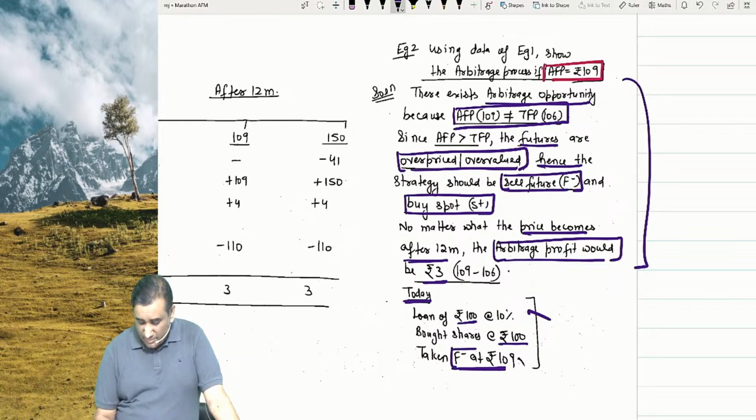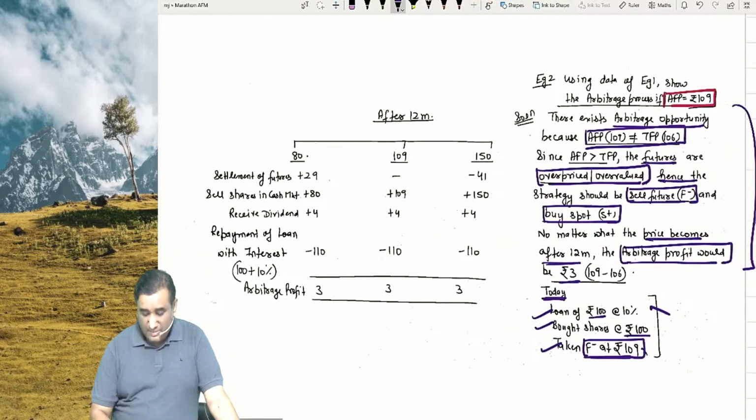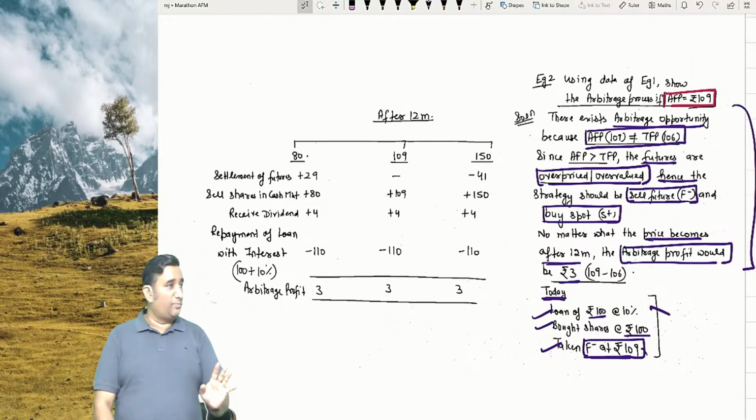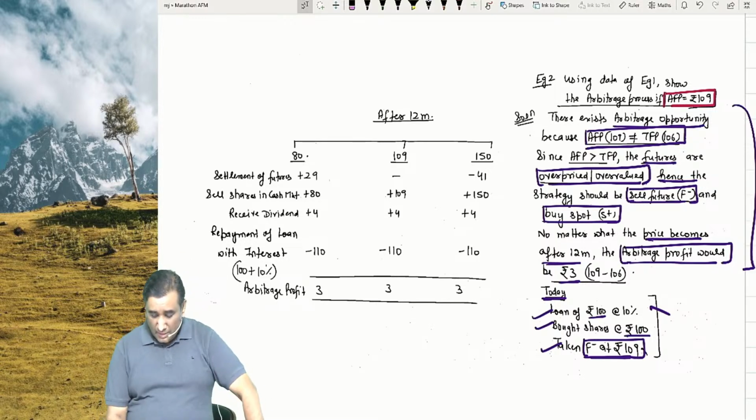In this case, one of the limitations is that we will have to pay the margin, which has an opportunity cost, which we are ignoring here. So the objective in zero period is: take a loan, buy the share, take F minus. Now, no matter what the price becomes after 12 months, I've assumed 3 prices of my choice. If he gives, you take that. If he does not give, then assume anything. Either it becomes 80, 109 or 150.